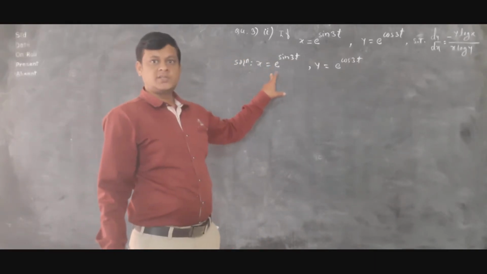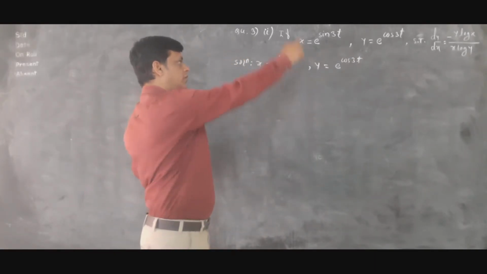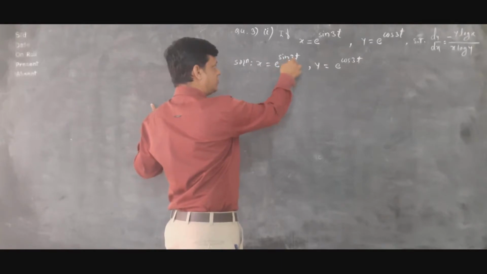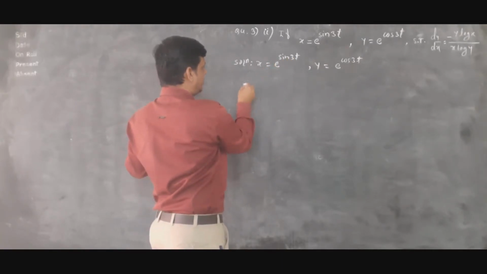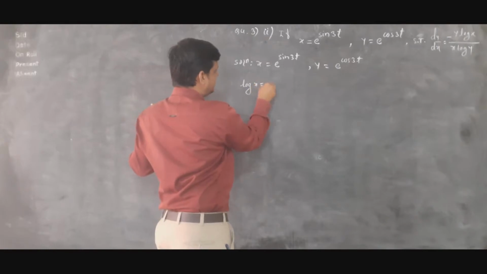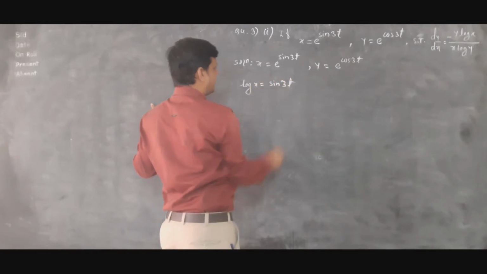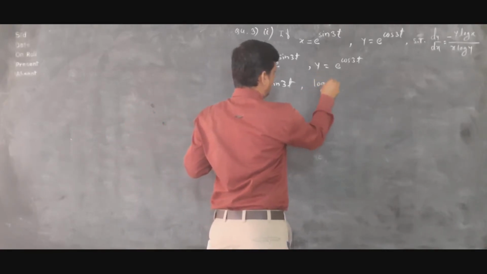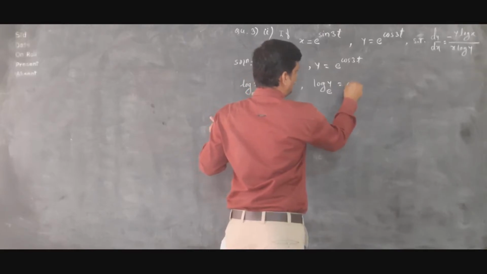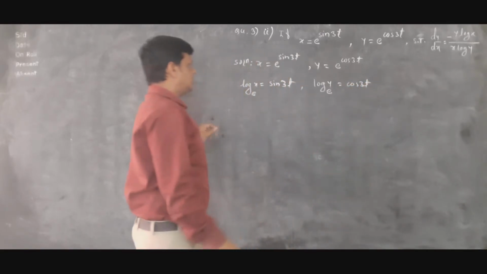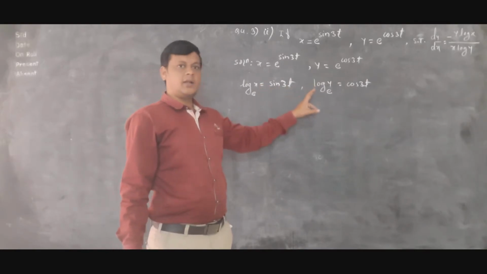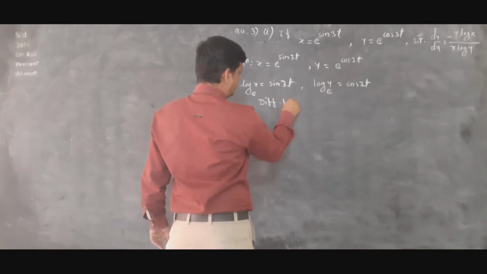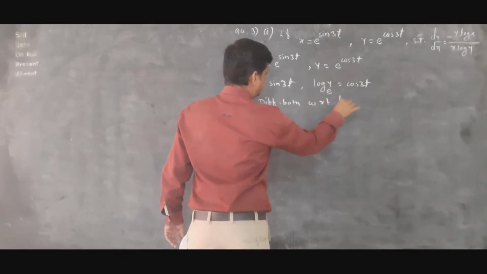We convert this exponential form to logarithmic form because we require the answer in log form. So we write x equals e raised to the power sin 3t in logarithmic form: log x is equal to sin 3t, because here the base of log is e. Here we write log y to the base e is equal to cos 3t. Now we differentiate both log x and log y with respect to t.